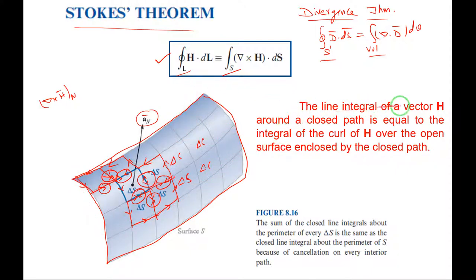Okay, the line integral of the vector H around a closed path, this is the closed path or perimeter of the surface, is equal to the integral of the curl of H over the open surface. This is the open surface, right? Finding it is as good as finding the curl of H over the open surface enclosed by the closed path. This is the closed path, right? But surface integral is a double integral, whereas line integral is single. It is better to find out the curl effect using this single integral.